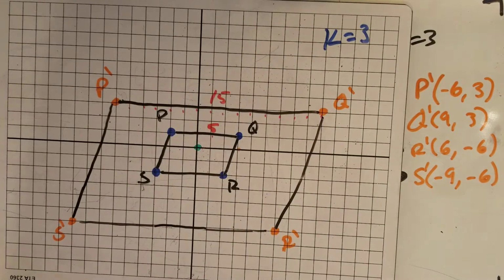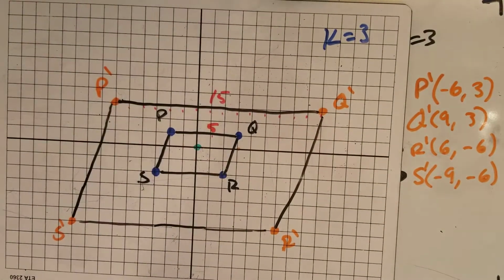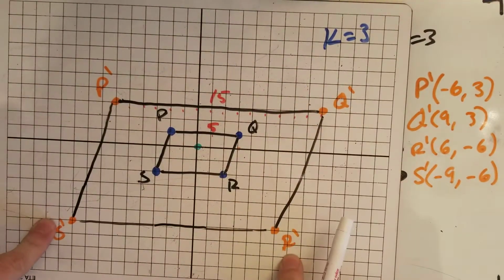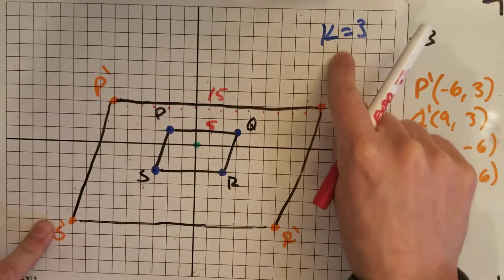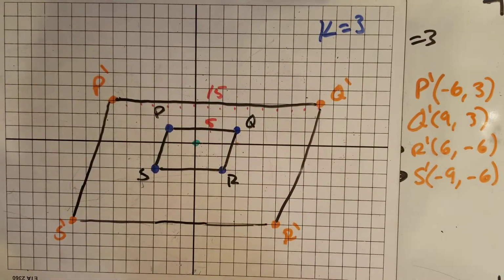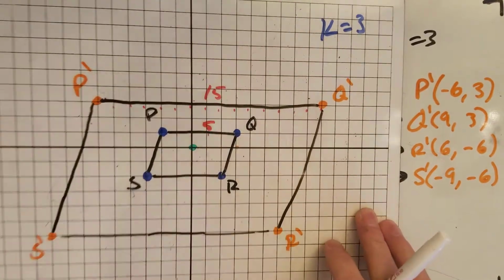Those are some of the things that we're going to look into in the future. But for now, we just want to make sure that we can get the coordinates in the right spot. So we just have to know how to use that scale factor, multiply everything by 3. Let's look at our next one.